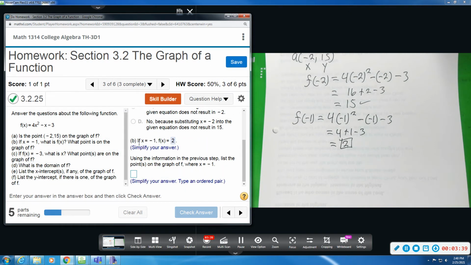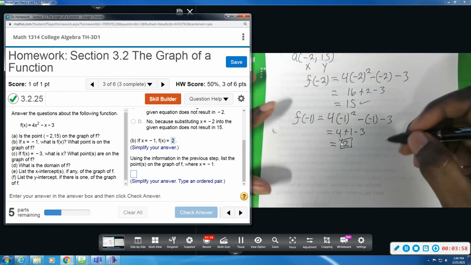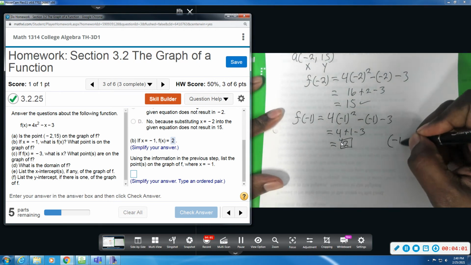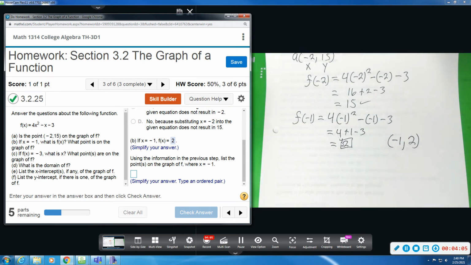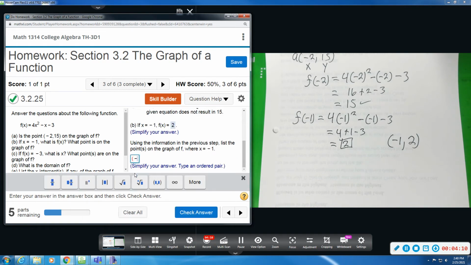All right, so now there's an extended part. It says using the information from the previous step, you want to list the points on the graph of f where x equals -1. So what they want you to understand is that this -1 is the x value. The end result is the y value, giving you an overall ordered pair. So x was -1, the y value that corresponds to that was 2. That's what we got when we solved it. So now they want you to type the ordered pair. So here we're going to type (-1, 2).